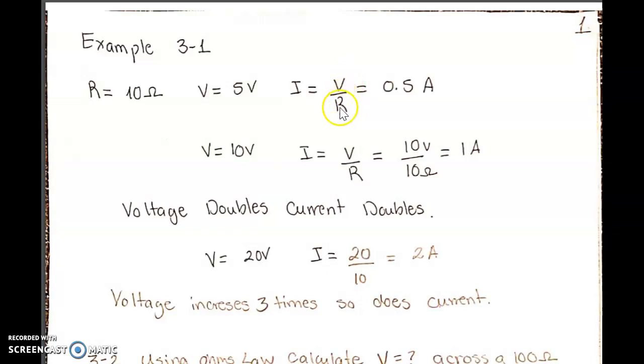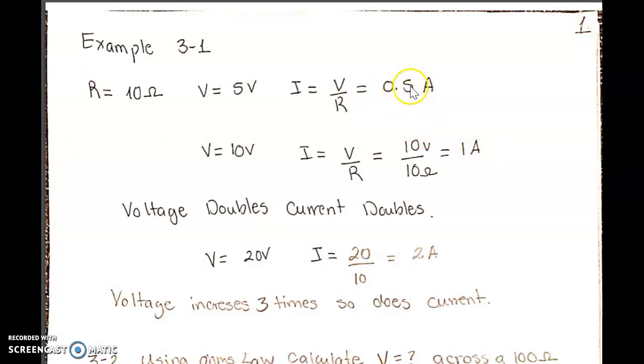So this is the formula when we want to solve for current. The voltage is 5, the resistance is 10, so we get 0.5 amps. Now we're going to increase the voltage to 10 volts. So current is voltage divided by resistance. Now voltage is 10 and resistance is 10. So we have 1 amp.